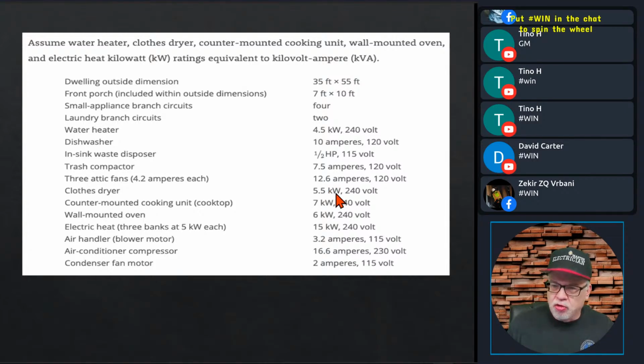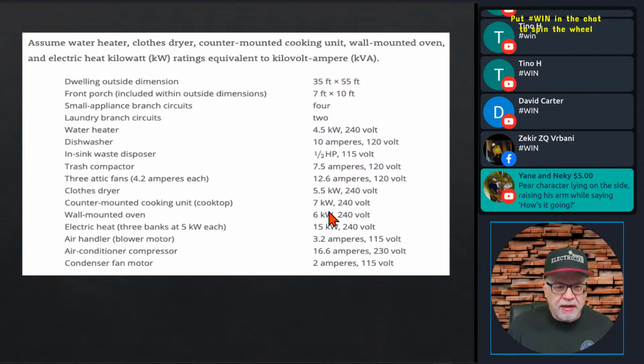We have a clothes dryer, 5.5. We have a counter-mounted cooking unit, cooktop, 7 kW. We have a wall-mounted oven.